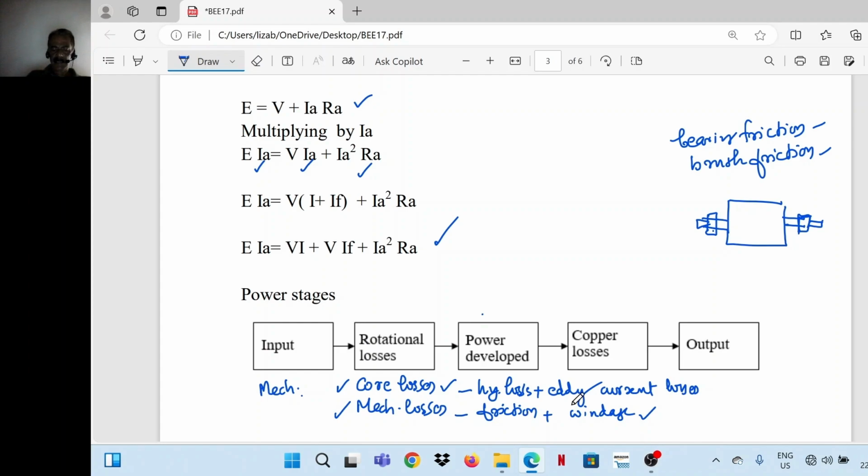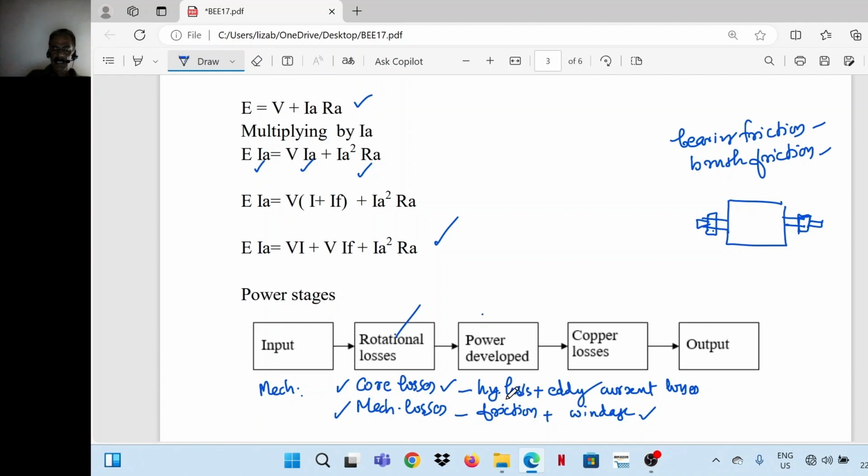If the armature is stationary, then hysteresis loss or eddy current loss will not take place. There will be no friction loss, no windage loss. So these losses can happen only when the armature is rotating. So it's called rotational losses. So rotational losses are core losses and mechanical losses.